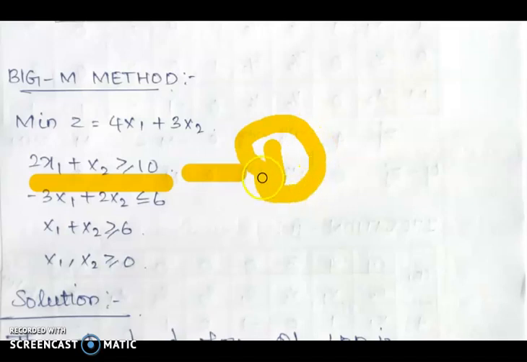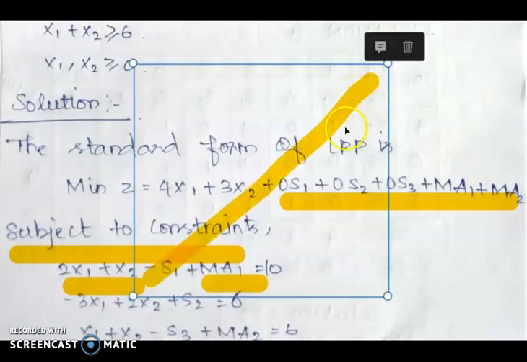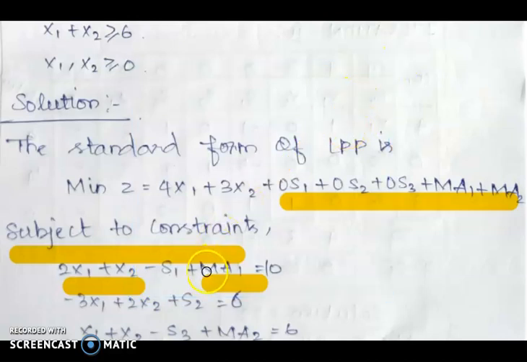In the first equation we have 2x1 plus x2 greater than or equal to 10, so we have to add minus s1 as a surplus variable plus M a1, the Big M artificial variable, equal to 10. The first step is to form the standard form. The second is converting inequality to equality. Similarly, this is the first equation.